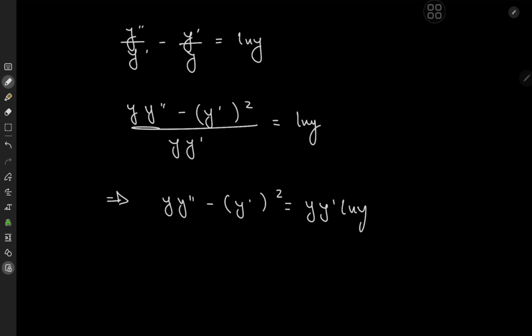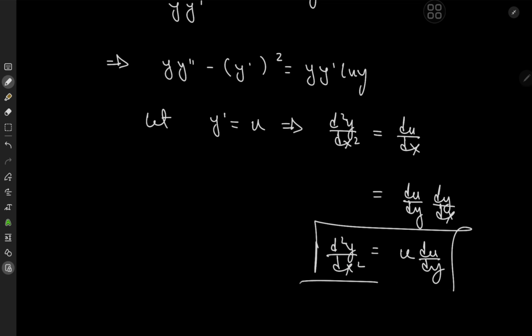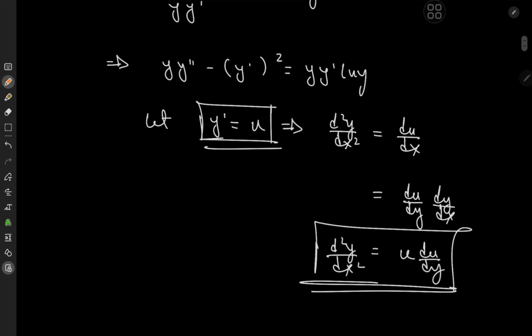Now, the x term is missing explicitly, and we can invoke a very nice transformation here, and that is letting y prime equal u, which implies that d squared y over dx squared would be du over dx, but of course that is problematic, so we're going to invoke the chain rule and write this as du over dy times dy over dx, and dy over dx is just our u variable, so we have u times du over dy equal to d squared y over dx squared. So we have the necessary ingredients for our transformation.